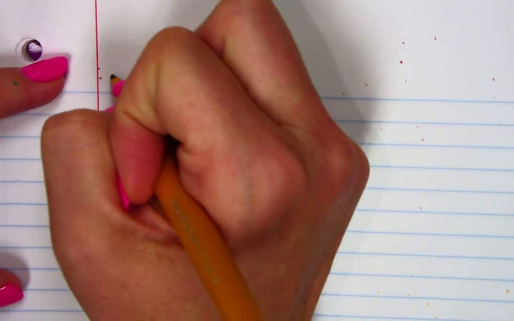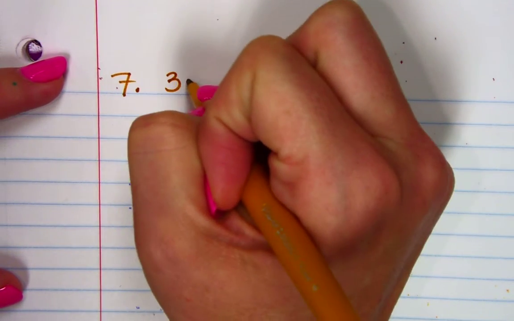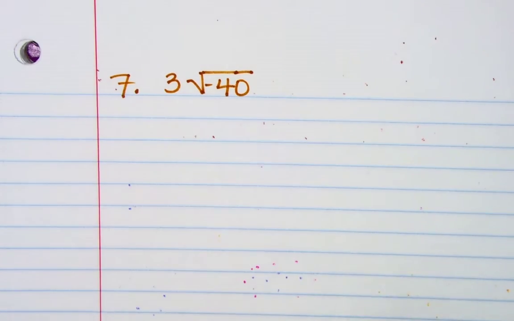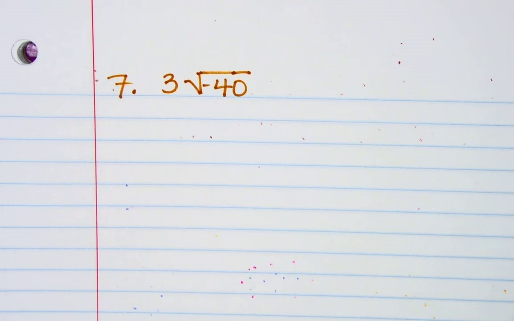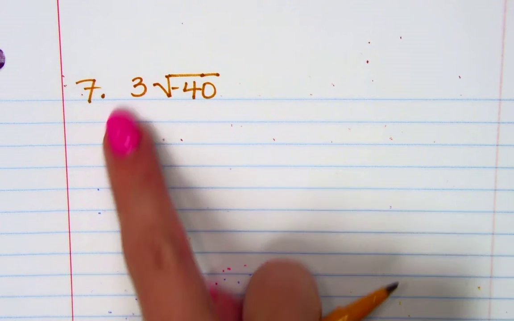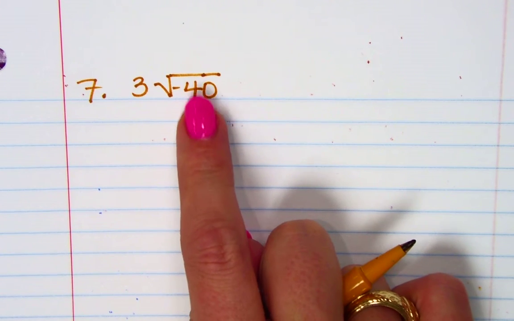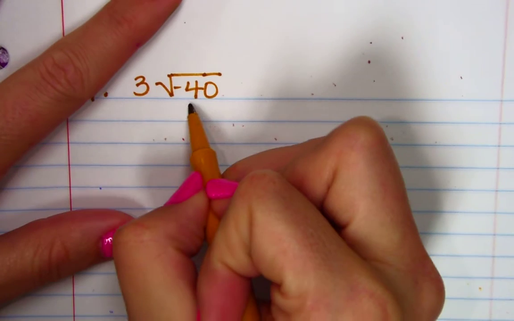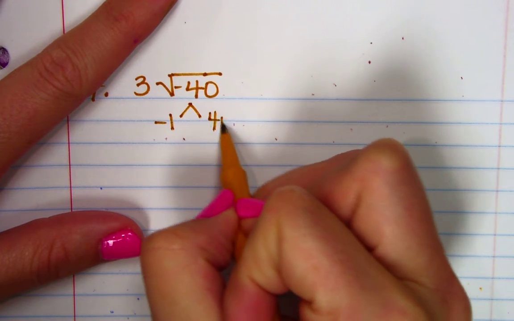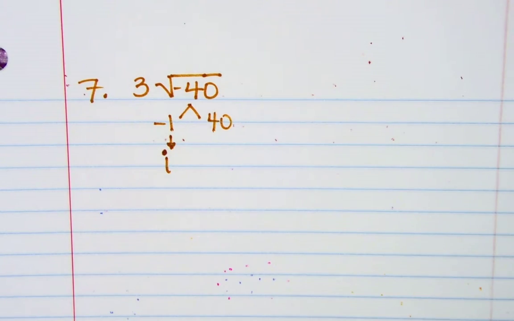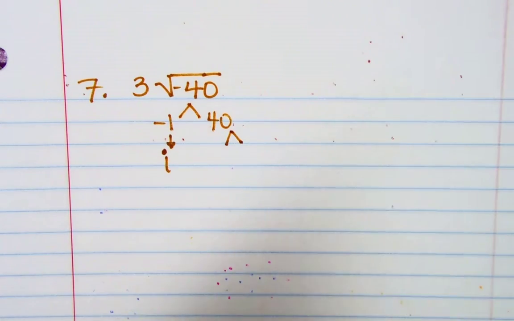All right, number 7 is 3 radical negative 40. Okay, 3 square root of negative 40. So we already had one with a number outside, and now we have a negative underneath here. So the first thing we need to do is pop an I out. That would be negative 1 times 40. And the square root of negative 1 is I. That gives me an I. And then we can just do 40 like we've been doing.